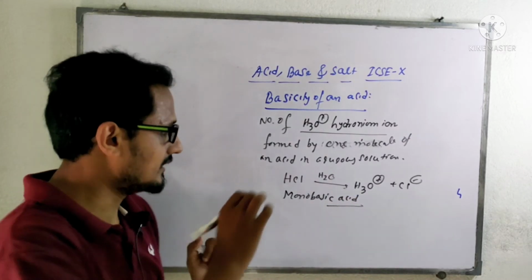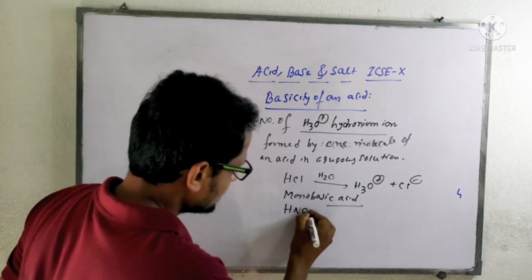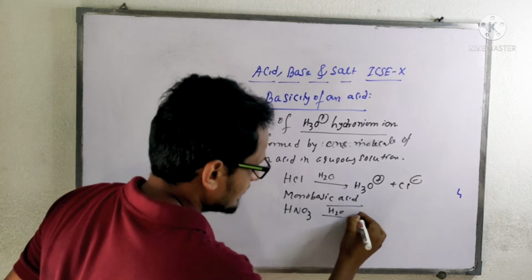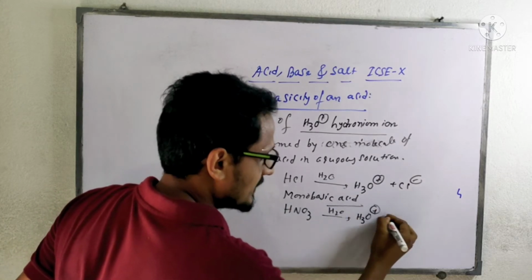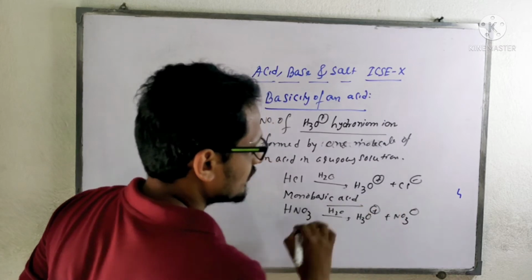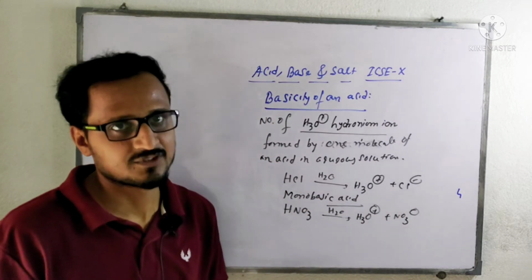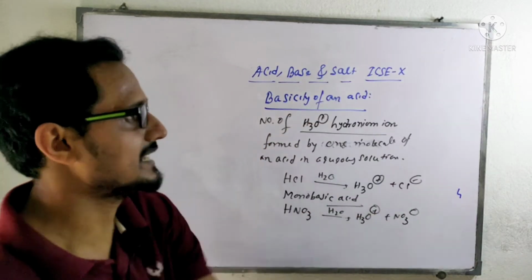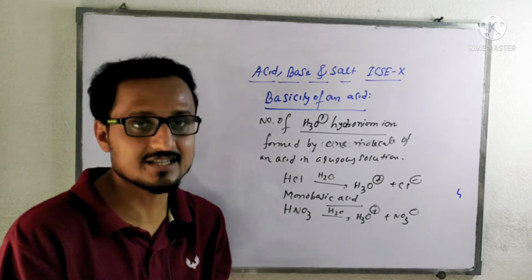Again, nitric acid, HNO3, forms one hydronium ion, H3O+, and NO3- ion, so it is also a monobasic acid. These two are examples of monobasic acids, which means their basicity is 1.